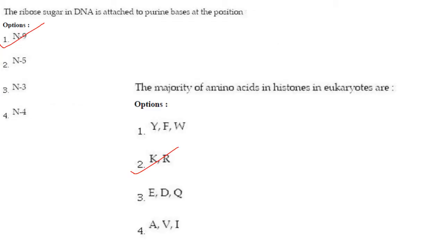Next one. One of the following is not a parasite. Option 1 Nepenthes, 2 Cuscuta, 3 Pisum sativum and 4 Plasmodium vivax. Answer is option 3 Pisum sativum. Next one. The ribose sugar in DNA is attached to purine base at the position option 1 N9, 2 N5, 3 N3 and 4 N4. Answer is option 1 N9.